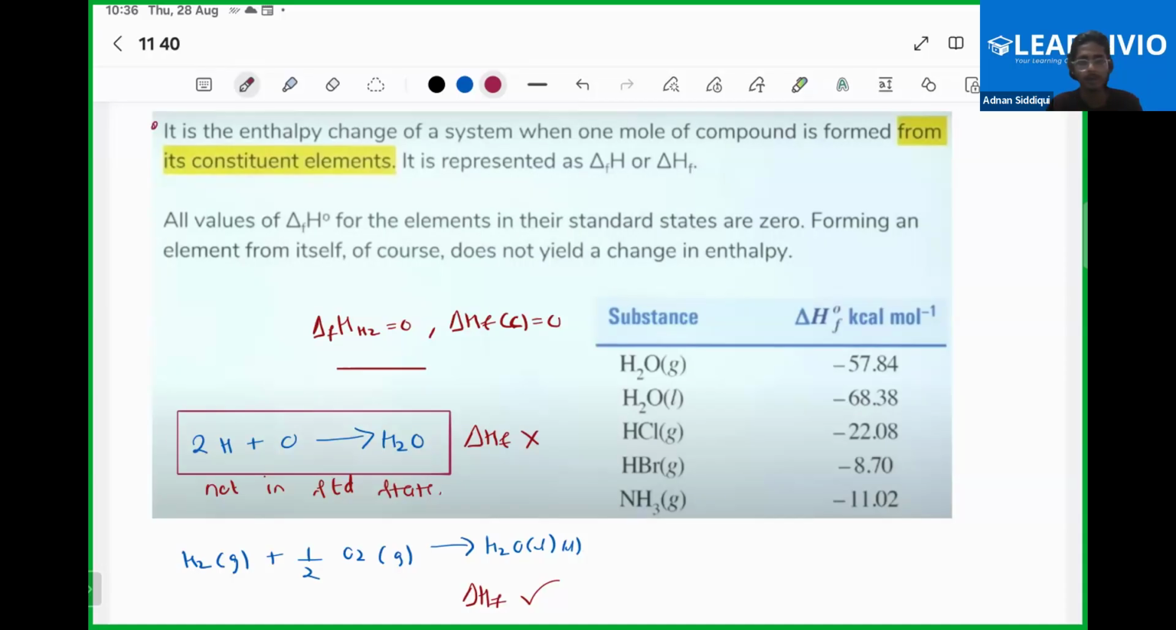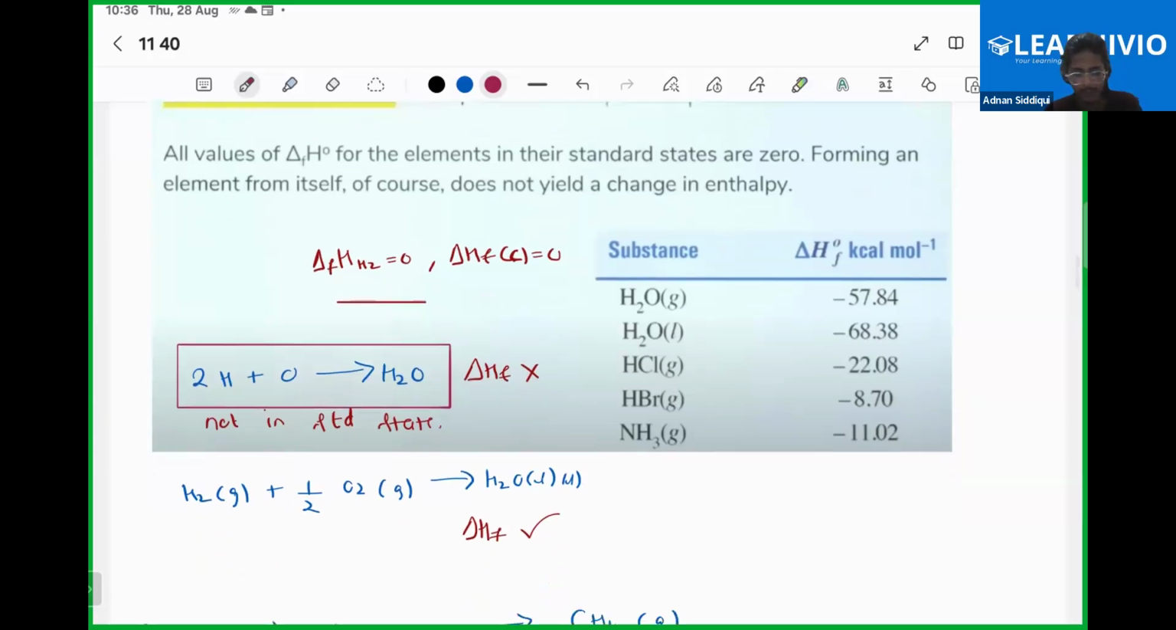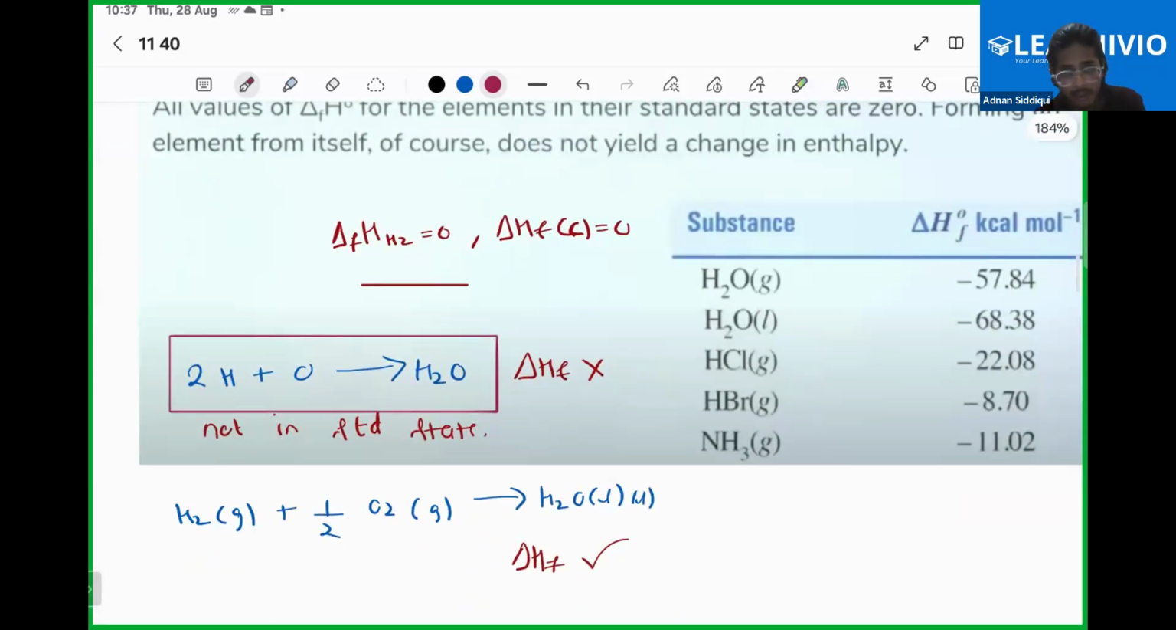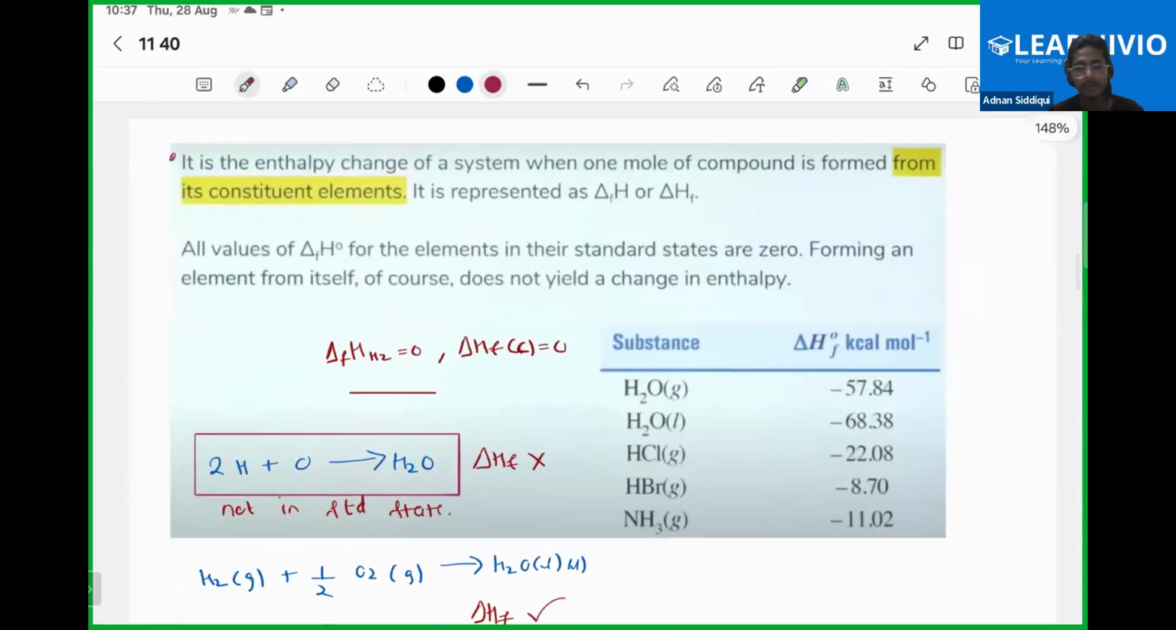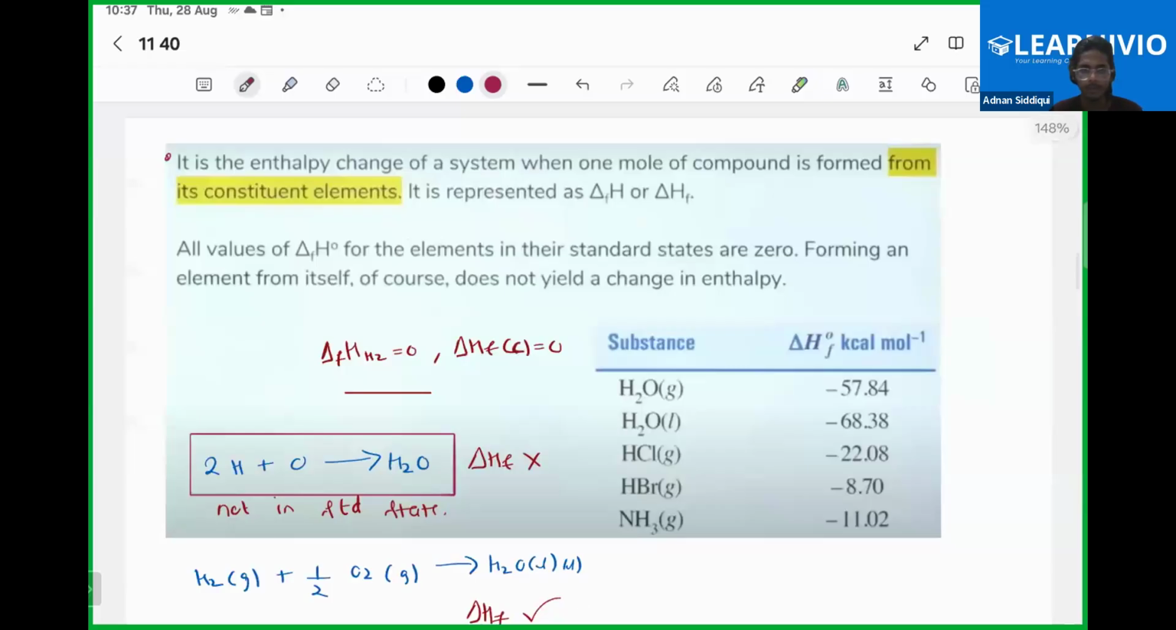So this is not the delta H formation. The actual delta H formation is going to be this, because hydrogen exists as H2 and oxygen exists as O2 only. They do not exist as simple hydrogen or simple oxygen. For this one, let us try to read the second definition. Second point, basically. It will explain what I just said. Read it, just a minute.